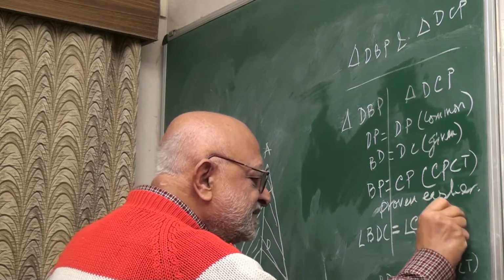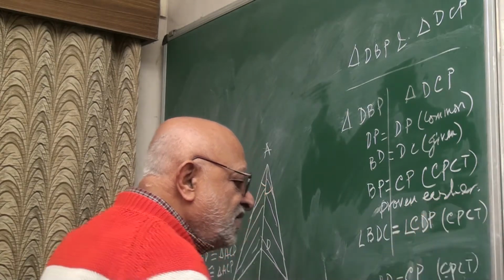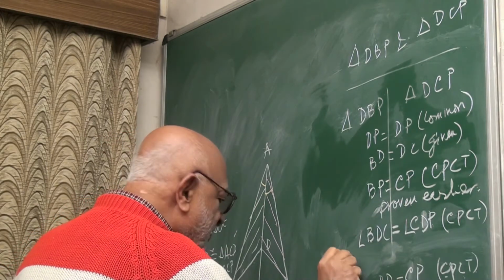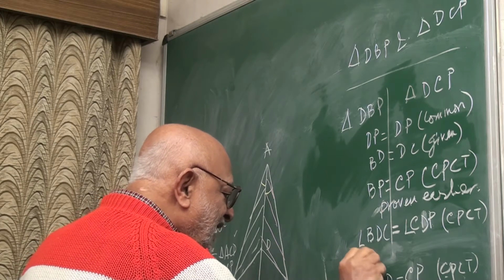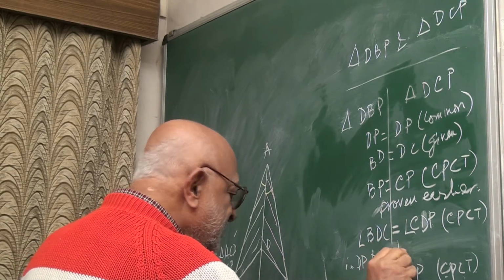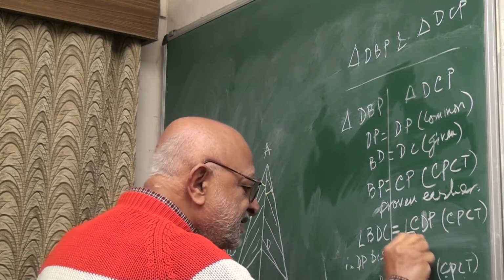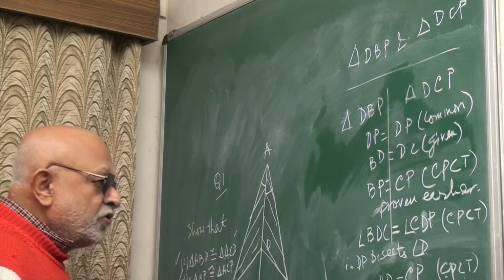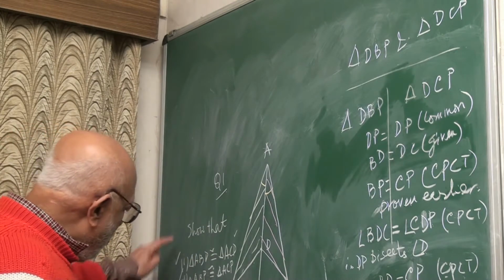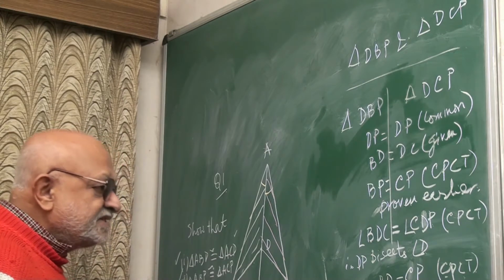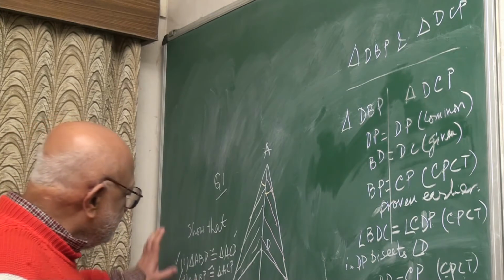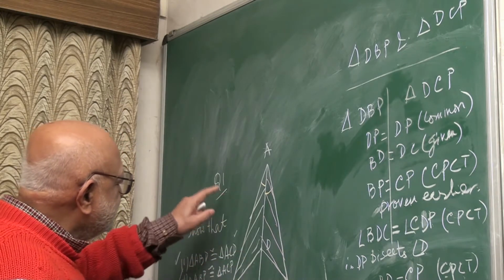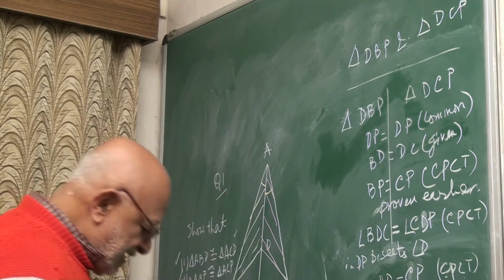That comes as CPCT. So that means therefore DP bisects angle D. So all the items here have been proven thoroughly, one after the other, to show all the 4 points that were asked. So this completes our question number 1 of exercise 7.3.